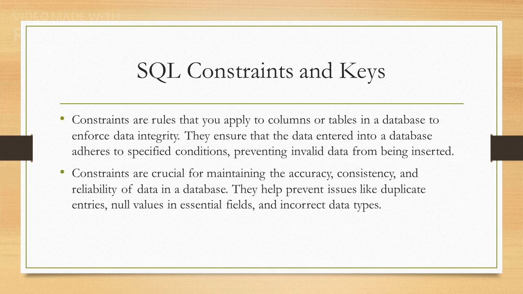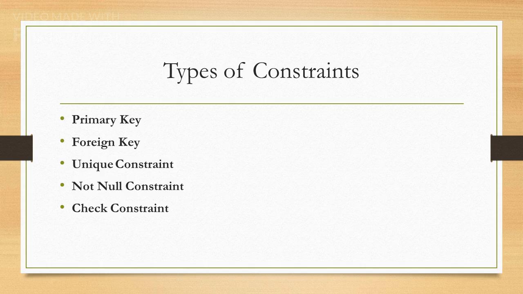Constraints are rules applied to columns or tables to enforce data integrity. They ensure data accuracy, consistency, and reliability by preventing invalid data from being inserted into the database. There are several types of constraints in SQL, including primary key, foreign key, unique constraint, not null constraint, and check constraint. Each serves a specific purpose in maintaining data integrity.